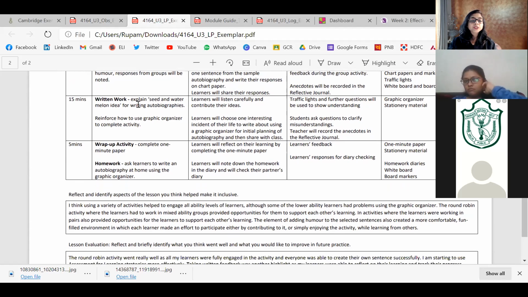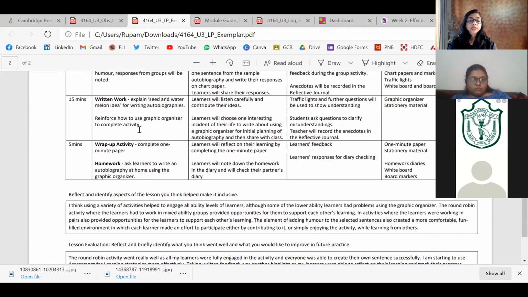After this, they explain the seed and watermelon idea for writing autobiographies. Seeds are those specific key points or the hanging points of the story, right? And when you join these points, then the entire story is built up. That's the watermelon. So that's the seed and watermelon for writing autobiographies. And then they reinforce how to use the graphic organizer to complete the activity.